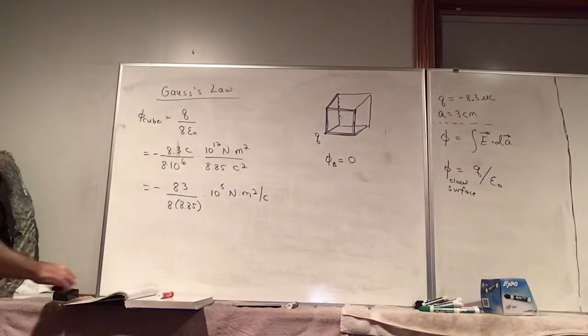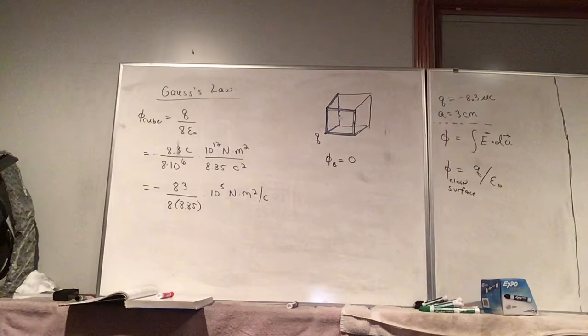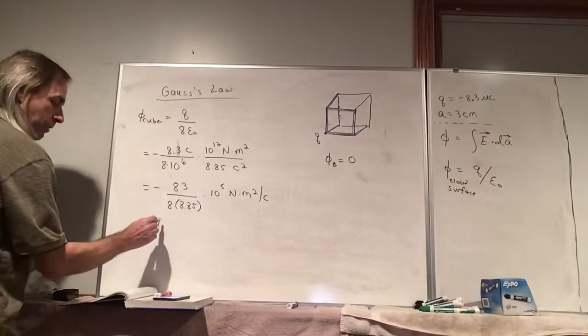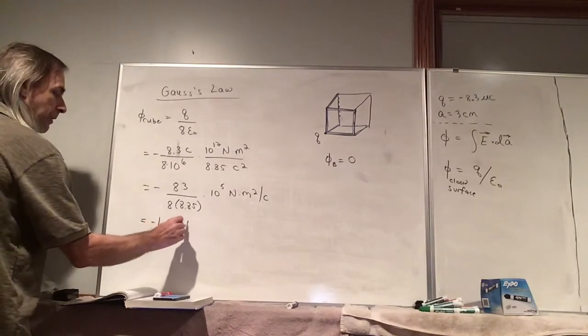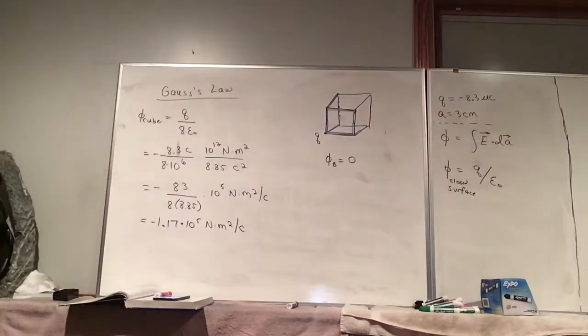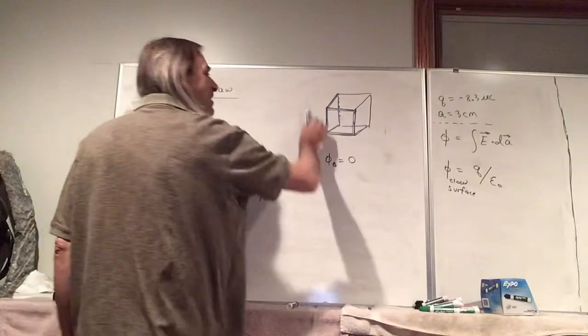And I think this should be scientific notation now. So I'm going to check 83 divided by 8.85. I think I did that wrong. 8 times 8.85 is 70.8. So 83 divided by 70.8. So we have minus 1.17 times 10 to the 5th power Newton meters squared per coulomb. So that's the flux through this entire cube.